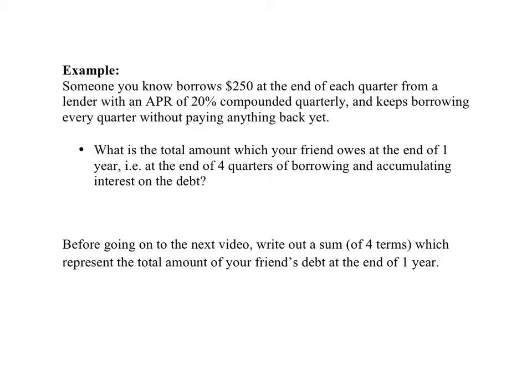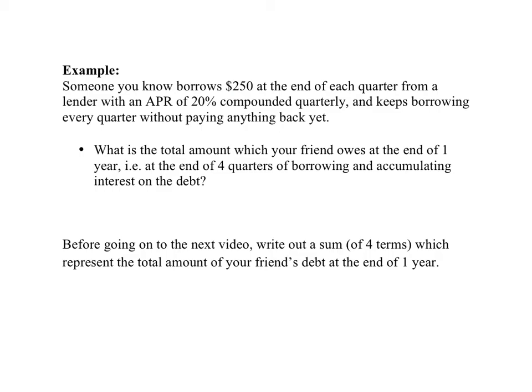Our next example illustrates an important point we'll need to understand about what fixed deferred annuities really are, as opposed to installment loans, which will be our next topic. In this example, someone you know borrows $250 at the end of each quarter from a lender with an APR of 20% compounded quarterly. So quarterly transactions and quarterly compoundings. Your friend keeps borrowing this amount every quarter without paying anything back yet. So eventually your friend will have to pay the loan back. But for the moment, there are newer and newer $250 borrowings, and there is debt that's accumulating.